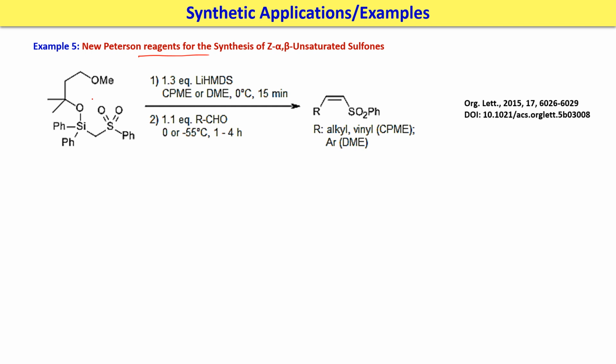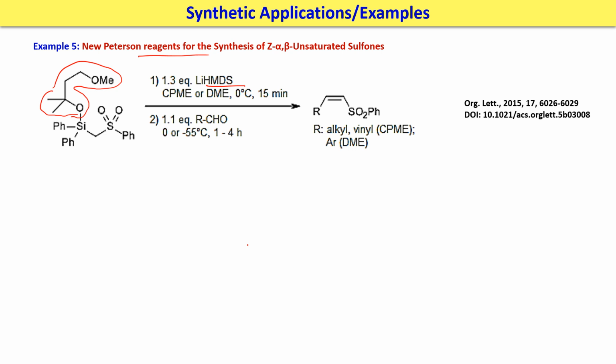Next example, new Peterson reagent for the synthesis of Z alpha beta unsaturated sulfone. Normally, if you consider the previous example, it is mostly SiMe3 group or any Si alkyl group, but here look at this group, it is very different type of group attached to Si, and there is also an SO2Ph group, and that is an electron withdrawing group. So in presence of this base, and this type of base structure details you can find in Julia olefination reaction. The link for Julia olefination I will also mention in the description box.